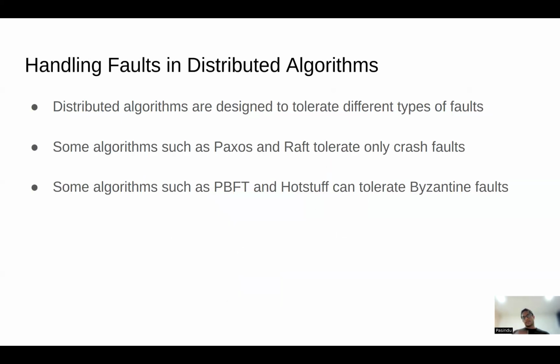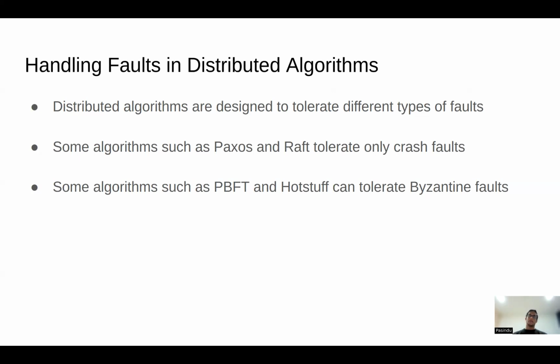So we talked about different failure modes. Now let's discuss how this affects distributed algorithm design. Now distributed algorithms are designed to tolerate different types of faults. And some algorithms such as Paxos and Raft tolerate only crash faults, but there are algorithms like PBFT and HotStuff that can tolerate Byzantine faults.